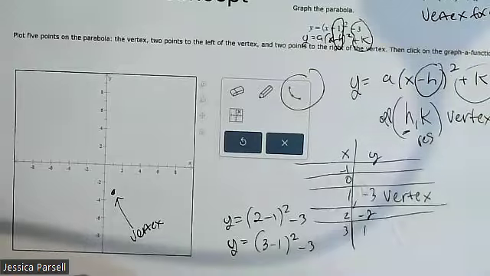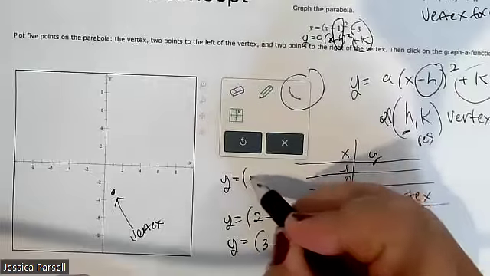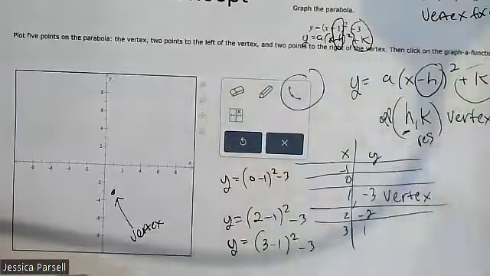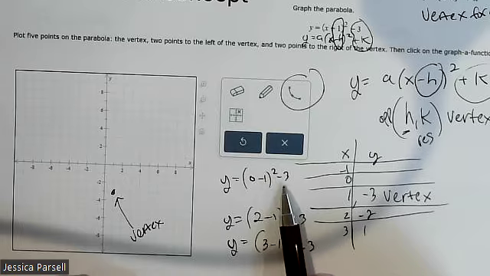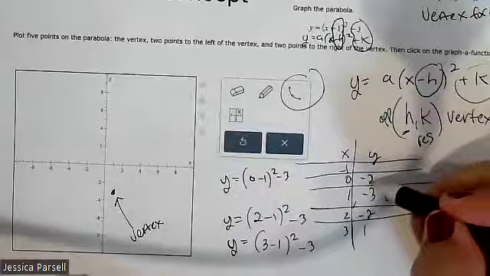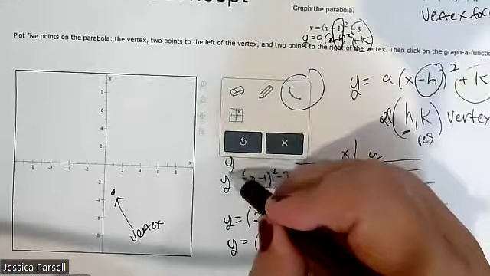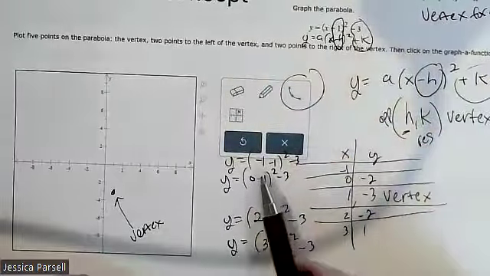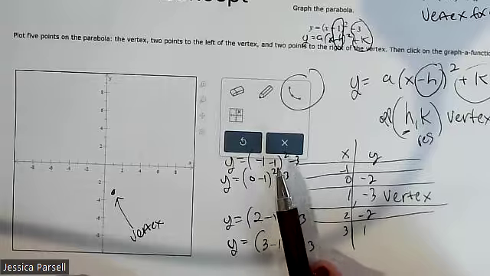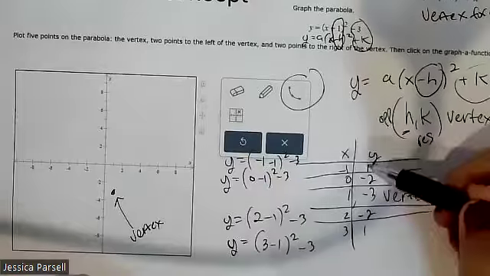All right, so we have some points. Let's put 0 in. 0 is great. So y equals 0 minus 1 squared minus 3. So -1 squared is -1 times -1, which is 1. And 1 minus 3 would give us -2. And then let's put a -1 in there. So y equals -1 minus 1 squared minus 3. So -1 minus 1 is -2. -2 squared is 4. 4 minus 3 is 1.